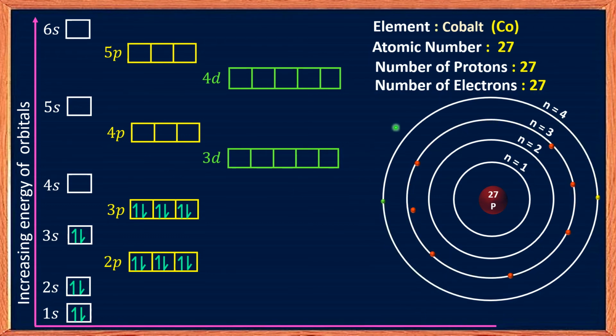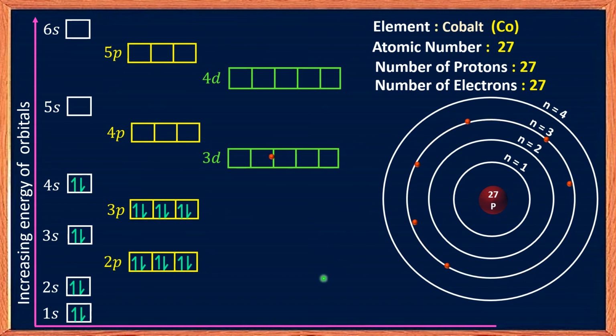Next 19th electron, that is from n equal to 4, because 19th and 20th electrons are there in n equal to 4. So the 19th electron enters into 4s orbital, 20th electron has paired up with this electron. Now how many electrons are there? You see here 1, 2, 3, 4, 5, 6, 7. 7 electrons are revolving in third orbit.